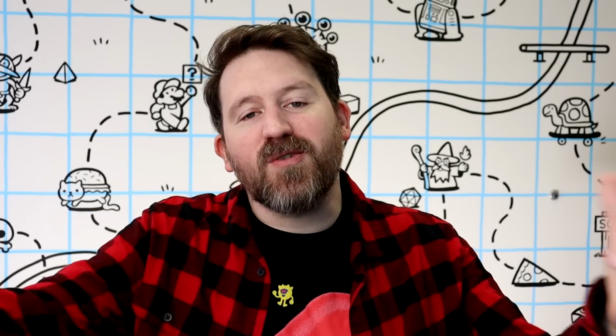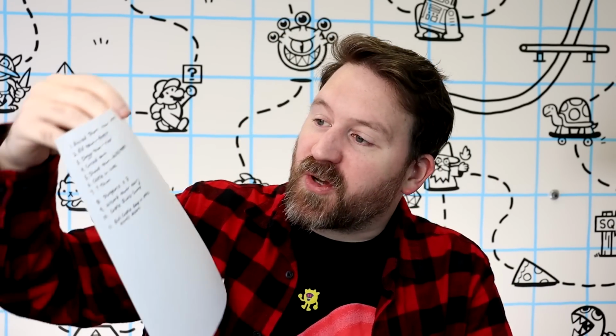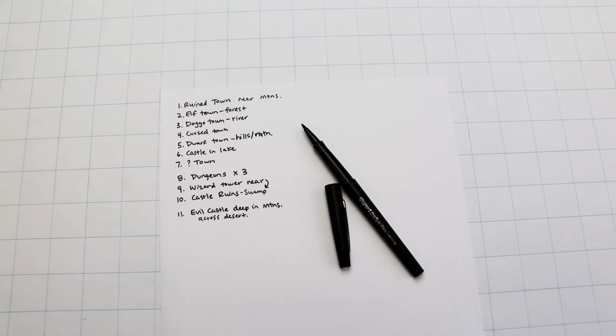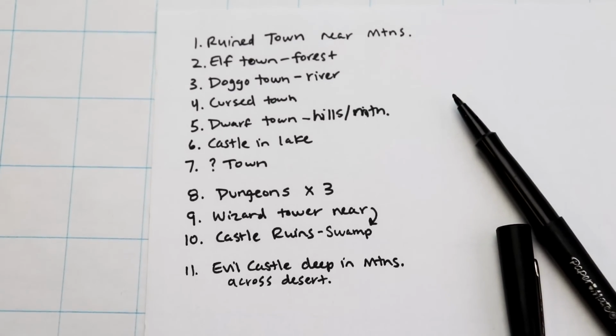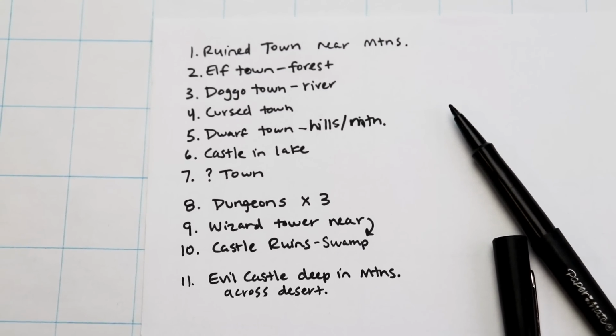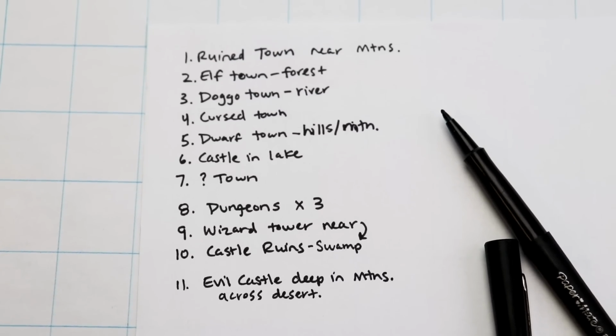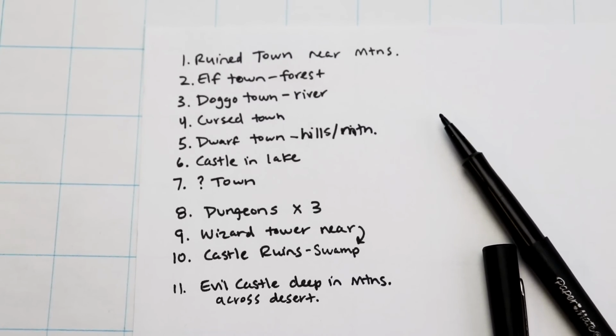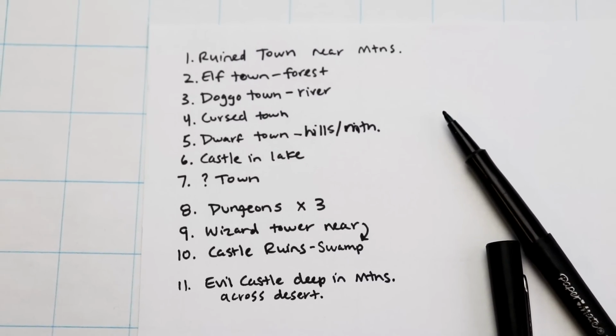In this video, I'll be using the steps in the Making Maps zine to draw my own hex map for my new campaign. Okay, step number 1 is to make a list of important locations. Here's mine. There's gonna be a ruined town, an elf town, a doggo town, a bunch of towns to visit, some dungeons, a wizard's tower, and an evil castle. You know, all the classics.